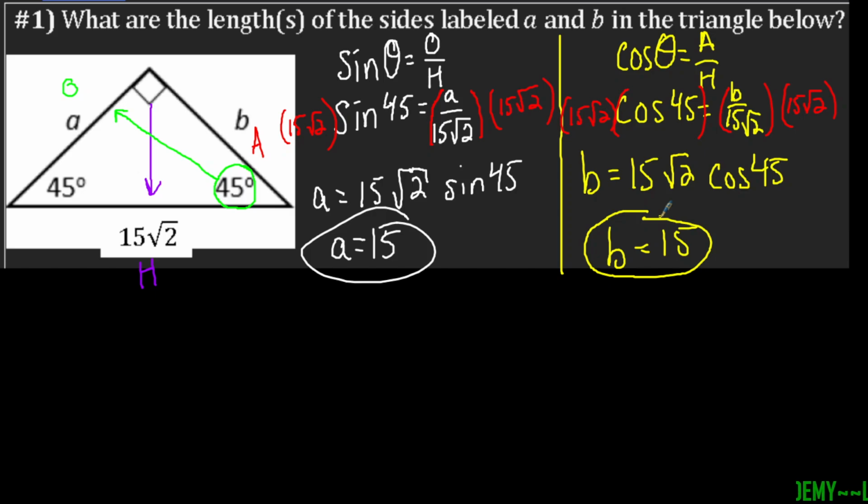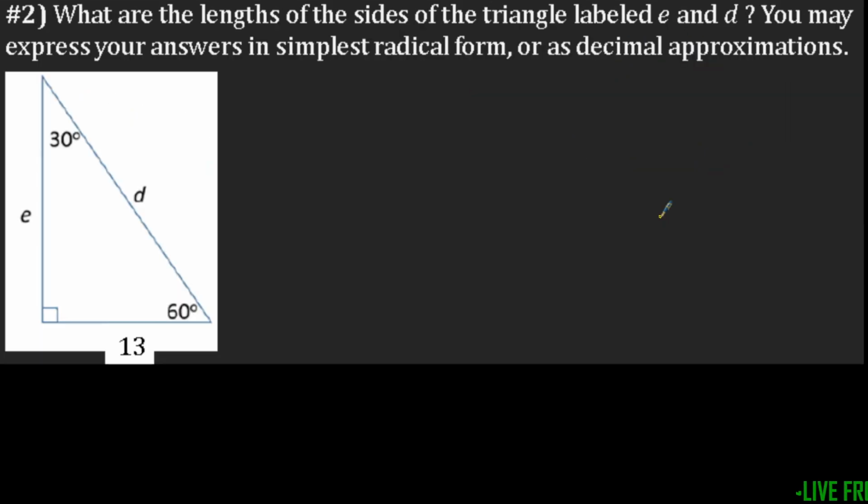All right. So now moving on, number 2, it says what are the lengths of the sides of the triangle labeled E and D? You may express your answers in simplest radical form or decimal approximation. So for us, what we're going to just do is we'll just get our round comma 2 since we can get some decimals.